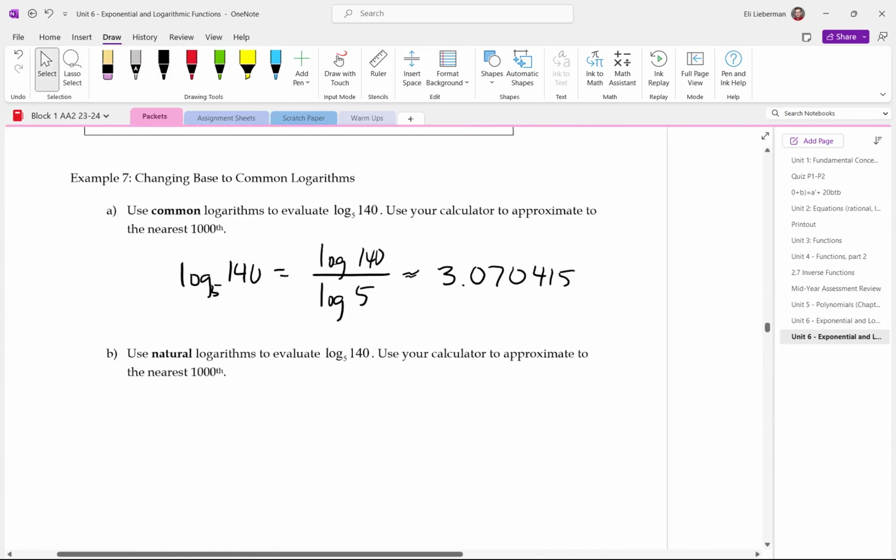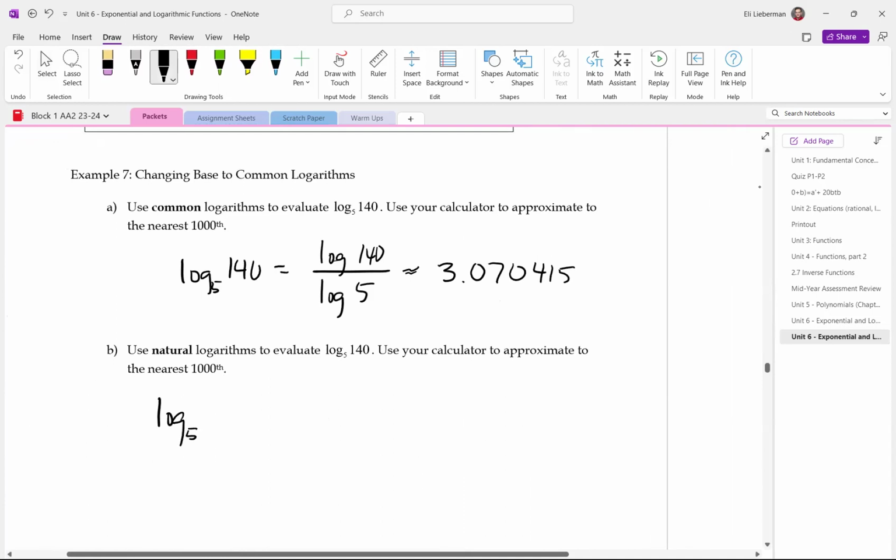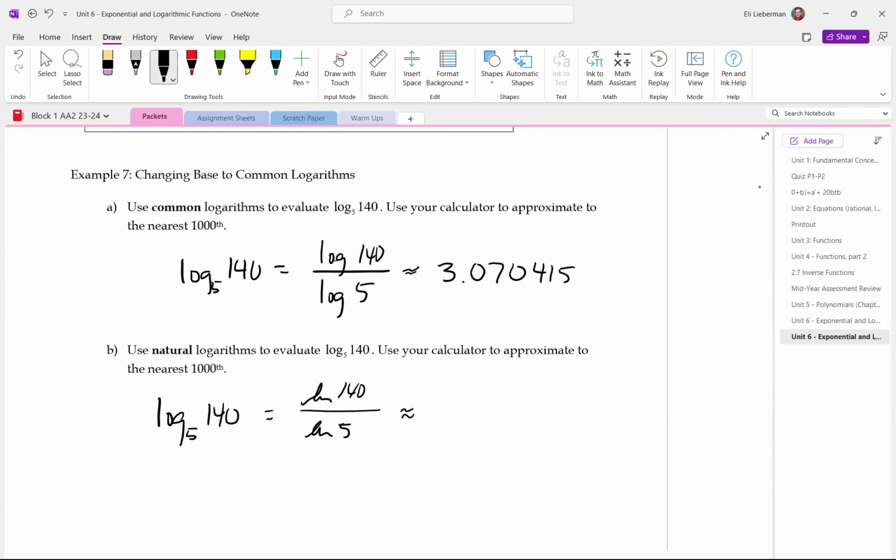Okay. Now let's change it into natural logarithms. Log base 5 of 140. How can I write this in terms of natural logarithms, or log base e? In other words, ln of 140 over ln of 5. Would you check on your calculators what that's equal to? I imagine it's 3 point something. Is it the exact same? Like every digit's the same?